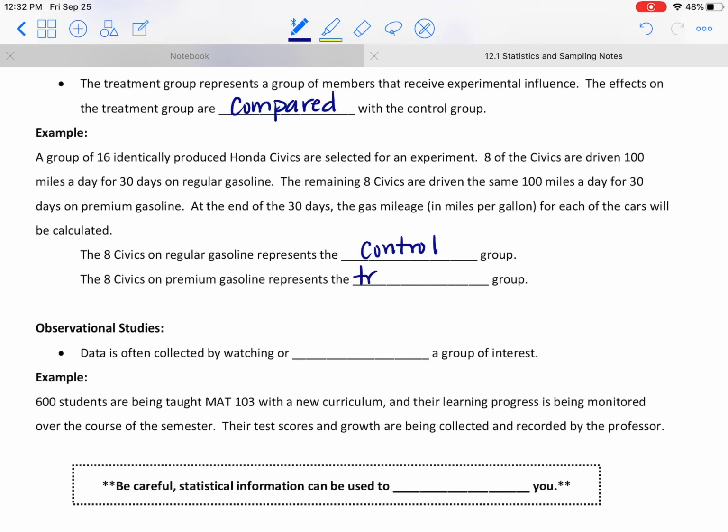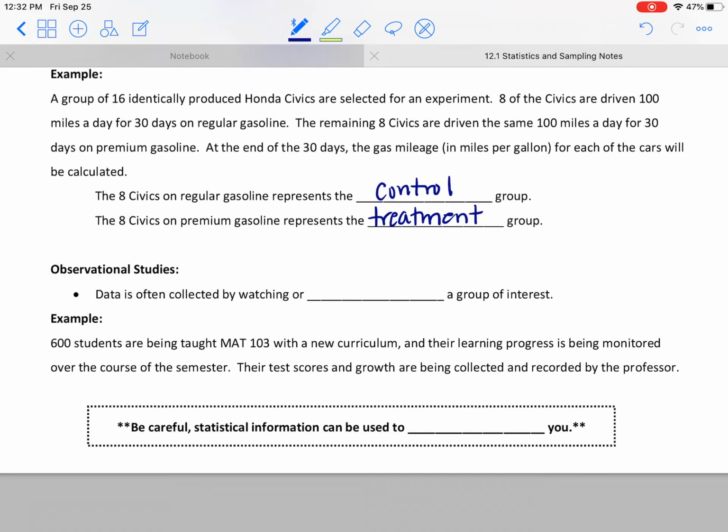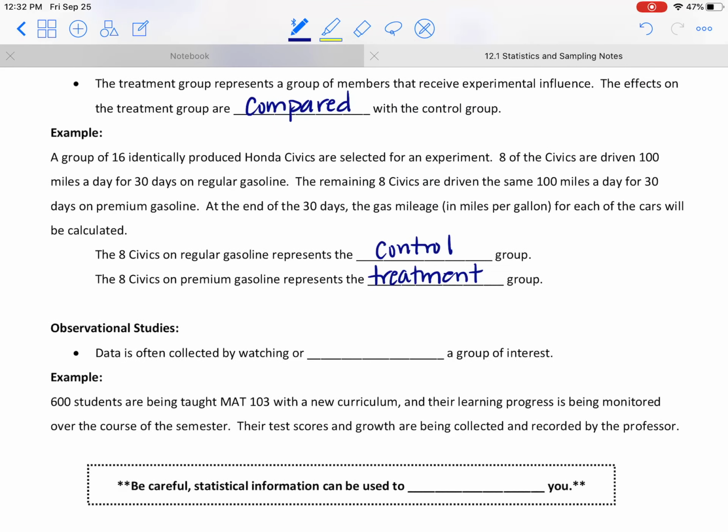And now you put the 8 Civics on premium gasoline, so you're treating them. That's the treatment group. You're treating them with an upgraded gasoline, and you're trying to decide, does it affect the gas mileage at all? Does it make the gas mileage increase? Does it stay the same? Does it decrease? What happens? Now, I don't know that this is really a great experiment because there's only 16 cars in the group, but in any case, you've got your control group and treatment group, and you have an understanding of where an experiment could be used. Okay? Now, observational studies have a place in statistical gathering of information as well.